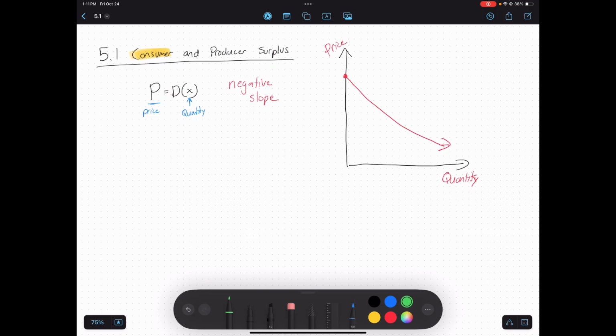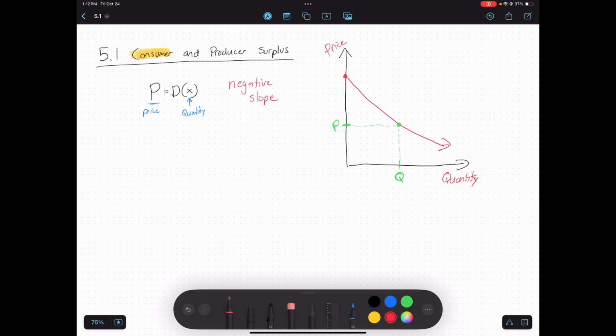Let's say I pick a specific quantity Q, and I say, I really want to sell this many products. Well, the demand curve is going to tell me that I need to set the price at this value right here. That's what the demand curve helps me do. It helps me find a corresponding price for that specific quantity that I want to sell.